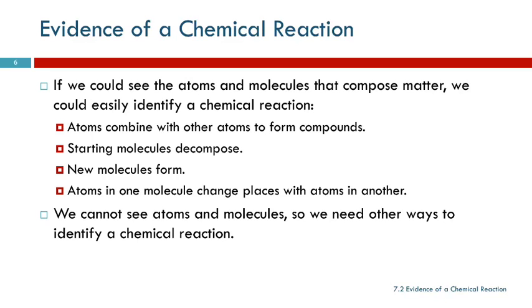So we have to find other ways to identify when a chemical reaction is occurring. If we could zoom in, we would see that atoms are going to combine with other atoms to form compounds, that if we're starting with molecules, those beginning molecules decompose, new molecules form, atoms in one molecule change places with atoms in another. It's a lot like taking some little Lego figures and taking them apart and putting them back together in different ways. But we can't zoom in on that and see it.